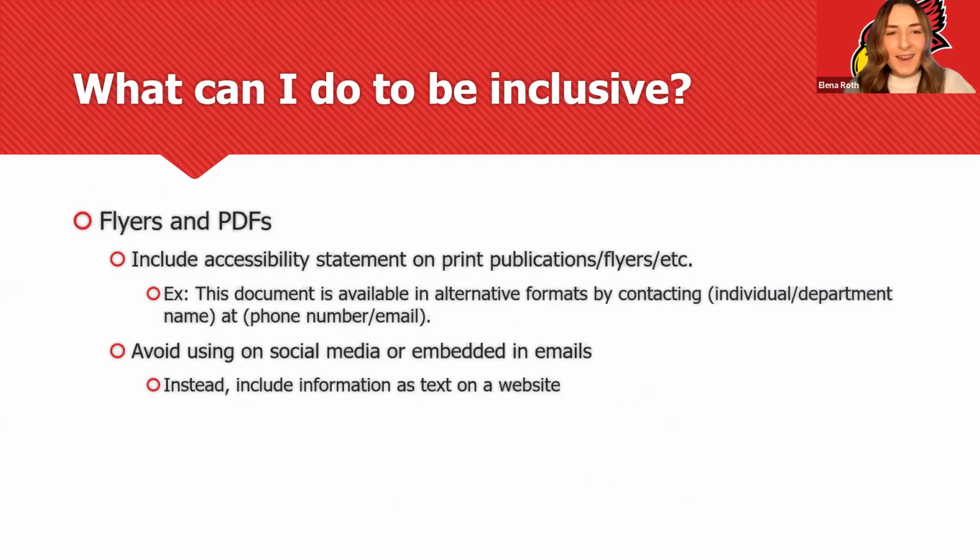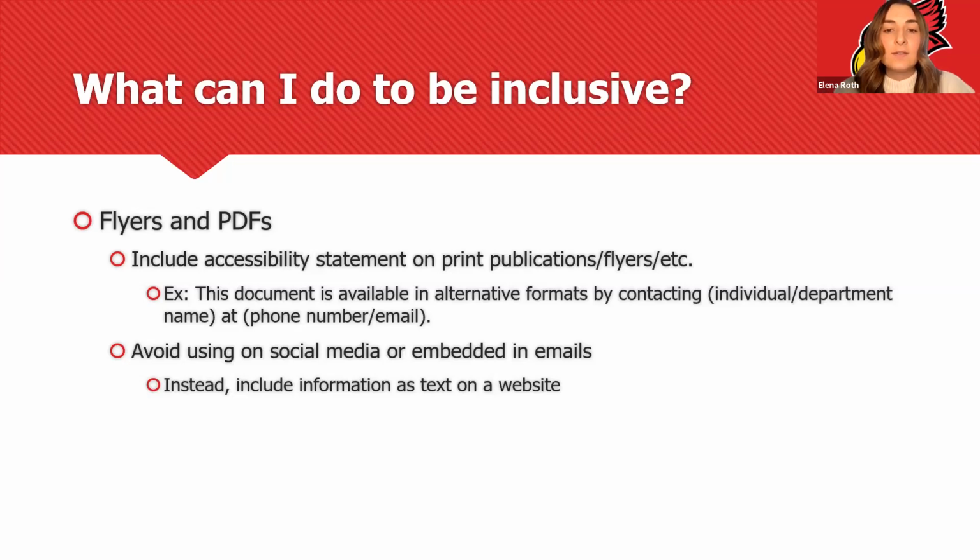Okay, moving on, flyers and PDFs. Something my current department does on all of our publications and flyers is we include an accessibility statement at the bottom. I've included an example on this page. Basically, it just says this document is available in alternative formats by contacting a person or a department name at a phone number and email. That way you give people two different options of how they can contact you. This is good to include on all print materials and digital, like digital signage around, as well.